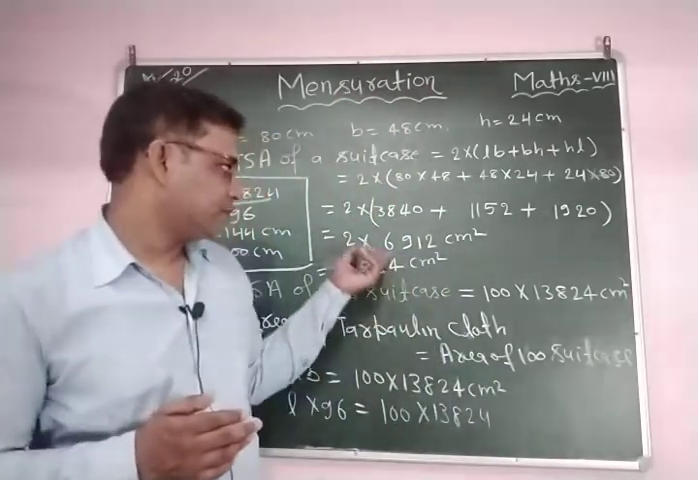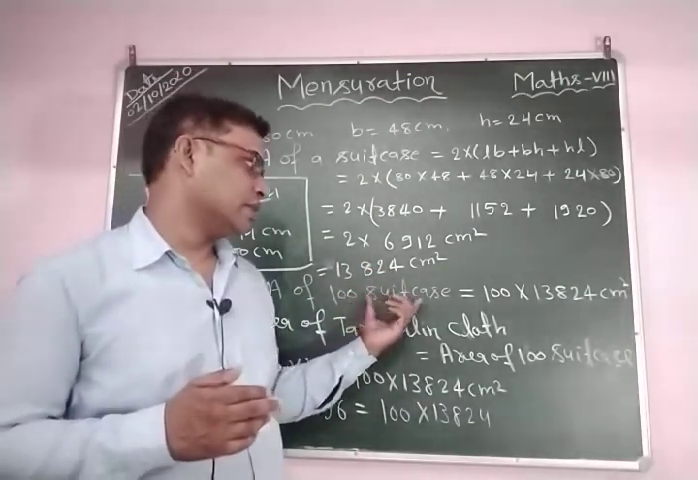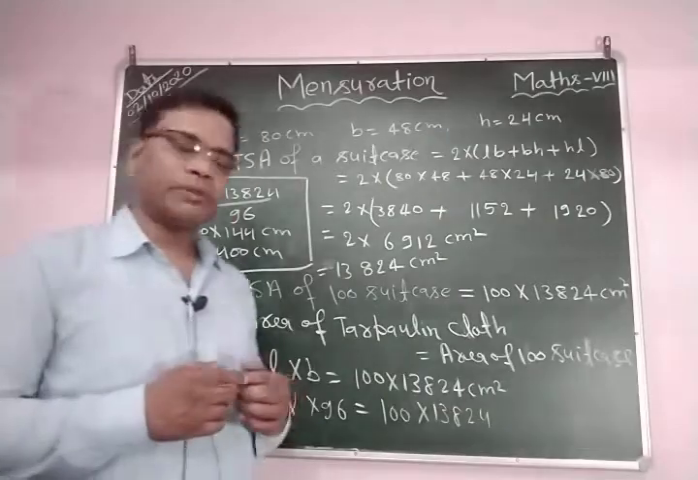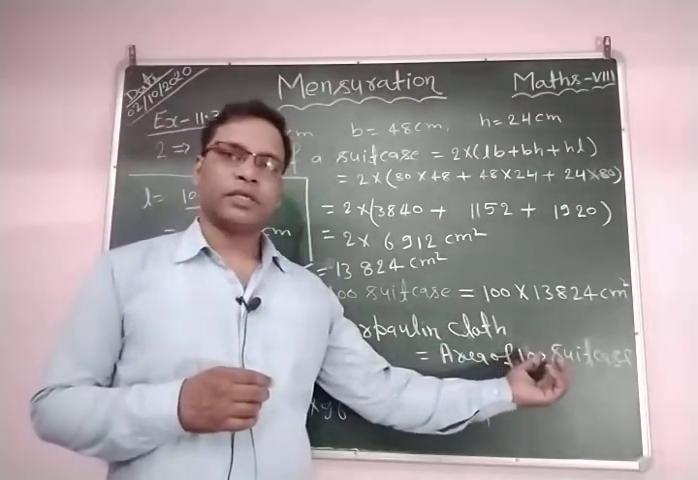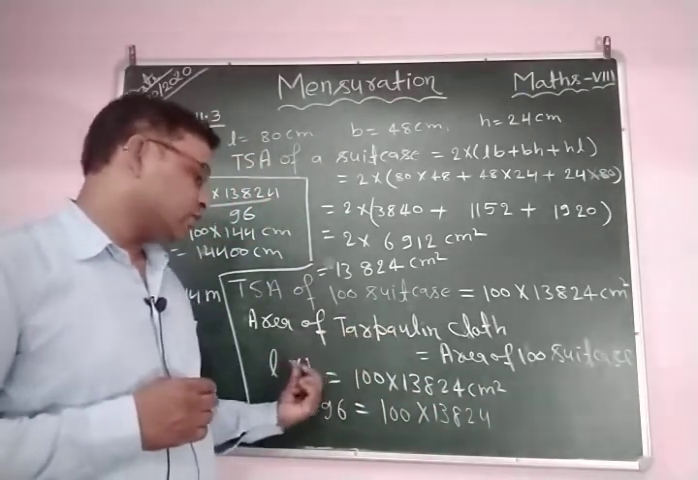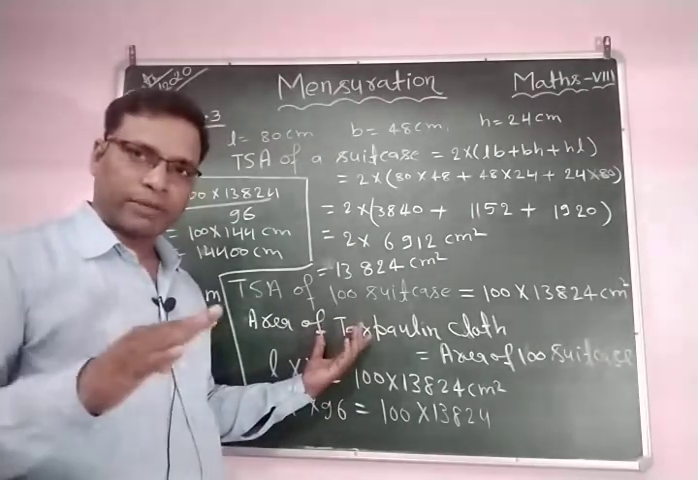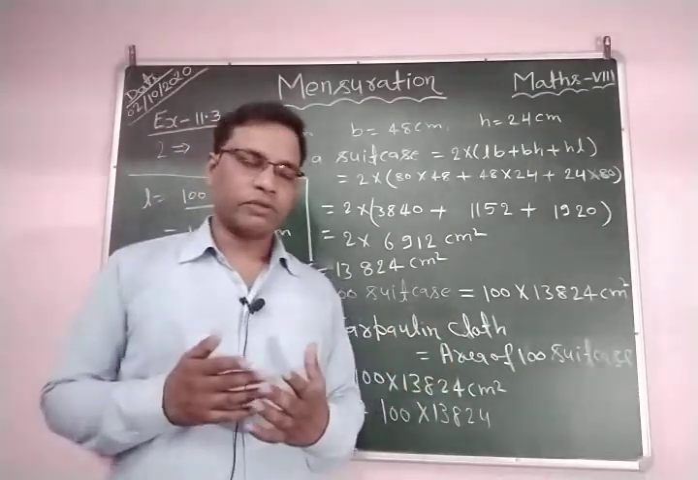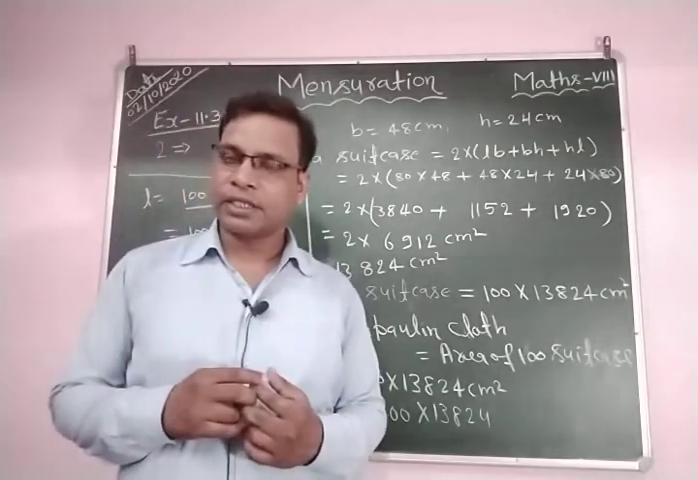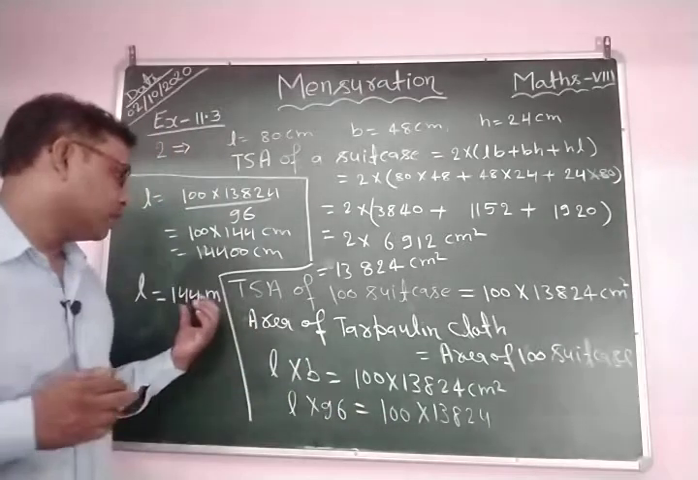If you obtain the area of one suitcase, you can also find the area of 100 suitcases if you multiply by 100. And the next step is the area of tarpaulin cloth is equal to the area of 100 suitcases. Here you can see the area of tarpaulin is equal to L into B. This is a two-dimensional shape; cloth is two-dimensional, but the suitcase is three-dimensional, so we use this formula. For this you use length into breadth. The breadth of the tarpaulin cloth is given as 96 centimeters. In this way you find the length of the tarpaulin cloth is 144 meters.